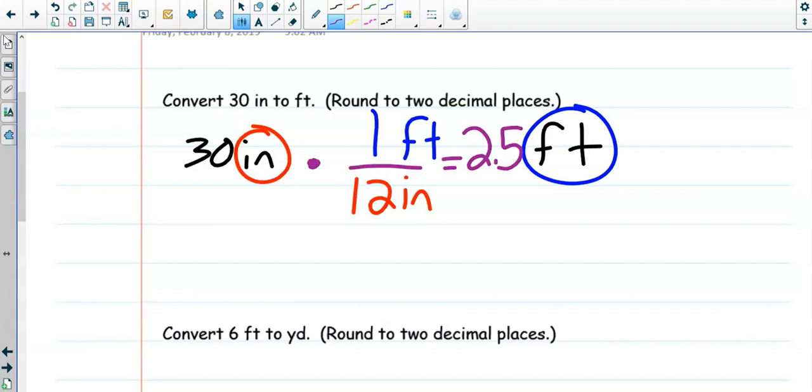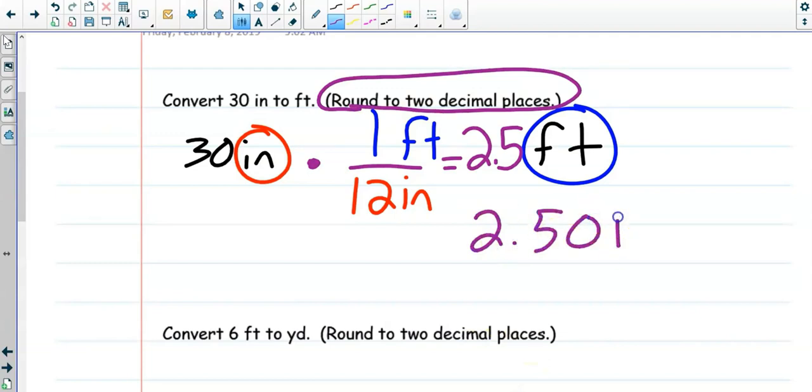So up here you can see that it says round to 2 decimals. Since there was only 1 decimal place, that's fine. 2.5. If you really want the 2 decimal places in there, 2.50 feet. So really make sure that you watch what you're doing in here. Rounding is the big killer in this unit. Make sure you round correctly.